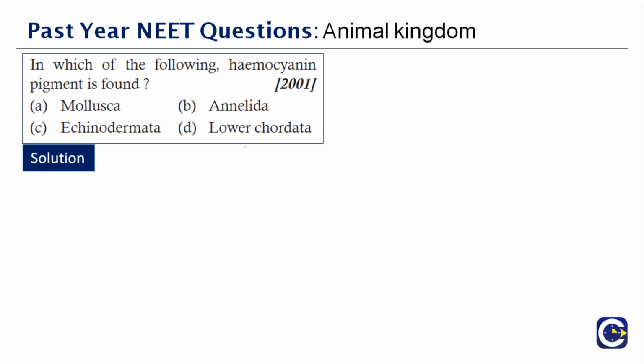Hemocyanin. Okay, these hemocyanins are once again proteins. What are they? Proteins that transport oxygen throughout the body. So this is the main function of this pigment.